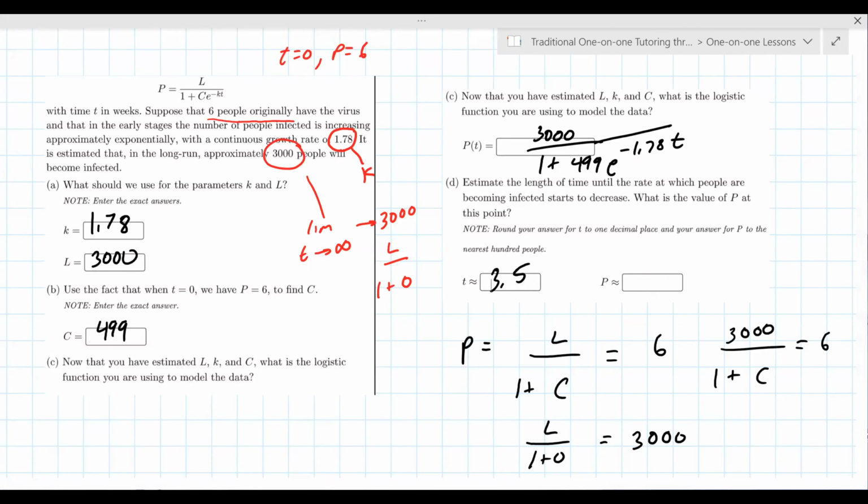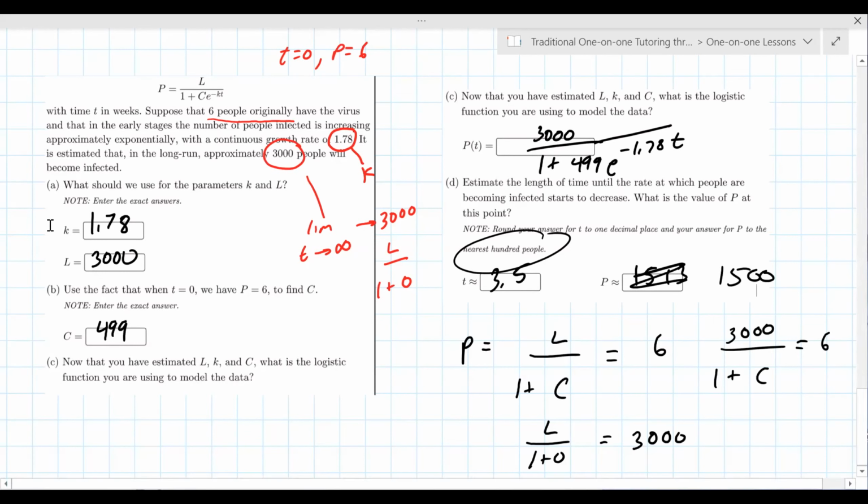And that is correct. So then to get the Y value, you just put 3.5 into that function there. So T equals 3.5 and then P equals 3000 divided by 1 plus 499 e to the minus 1.78 times T. Try 1513. Oh, it says nearest 100 people, so maybe go 1500. That's correct. All right, great.